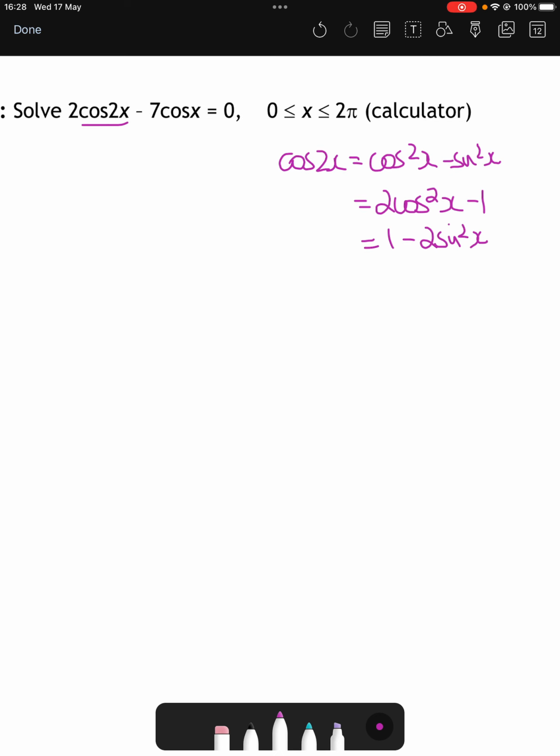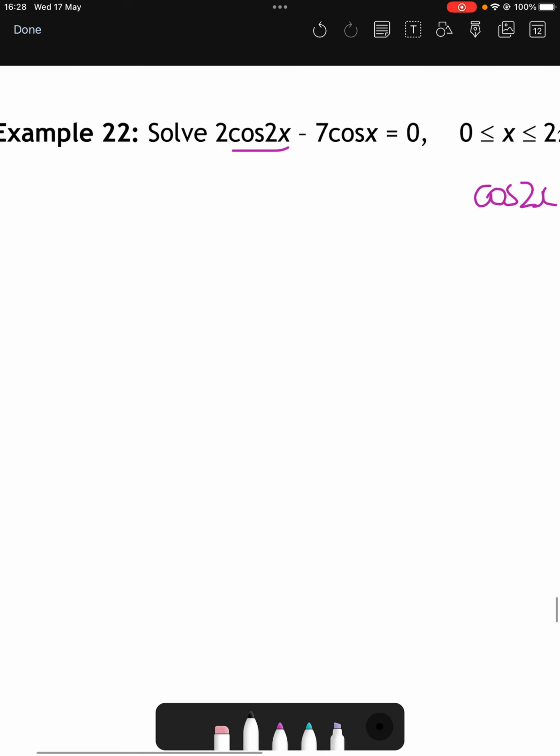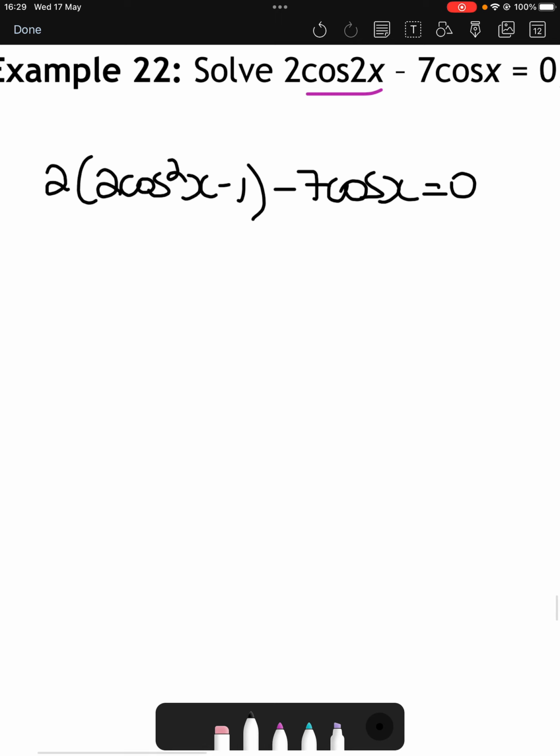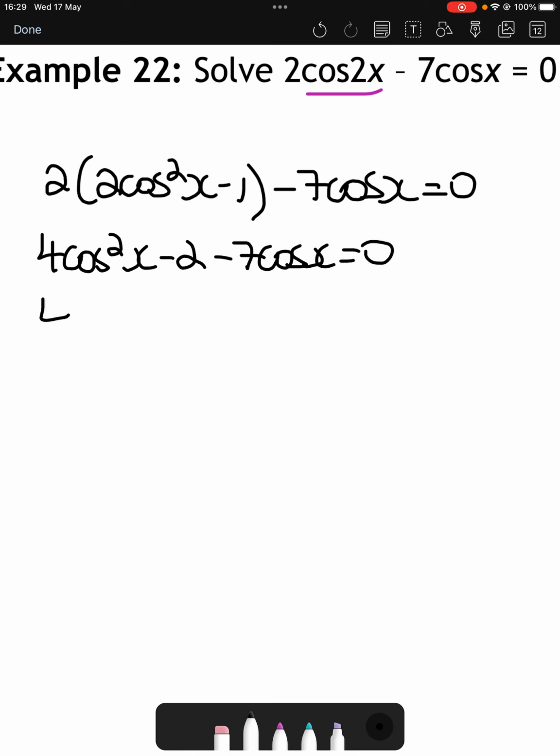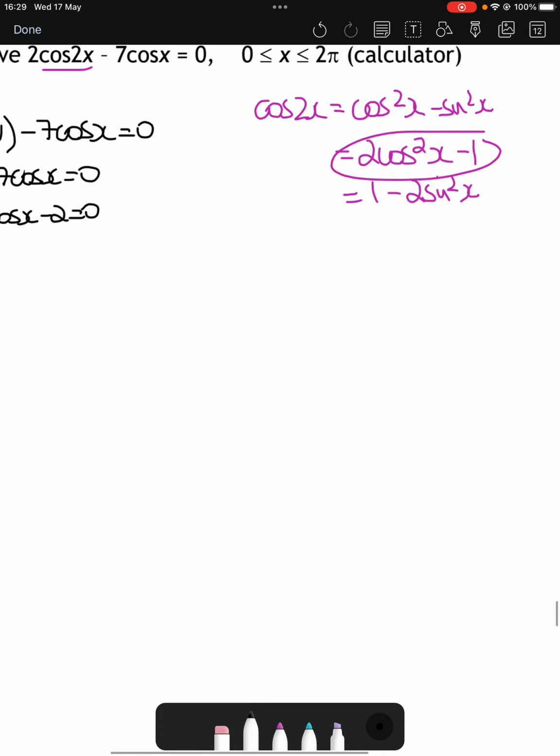Now, looking at this question, the rest of it's cos's, so we're going to pick that one. Okay, so that is going to go in there. We have a 2 at the front though, so that 2 is going to stay there. We're going to sub in the correct formula. Okay, we're going to multiply it out, tidy it up. Okay, and I'm just going to rearrange it like so. So again, we have a trinomial. So we're going to take our trinomial and we're going to do it over here.